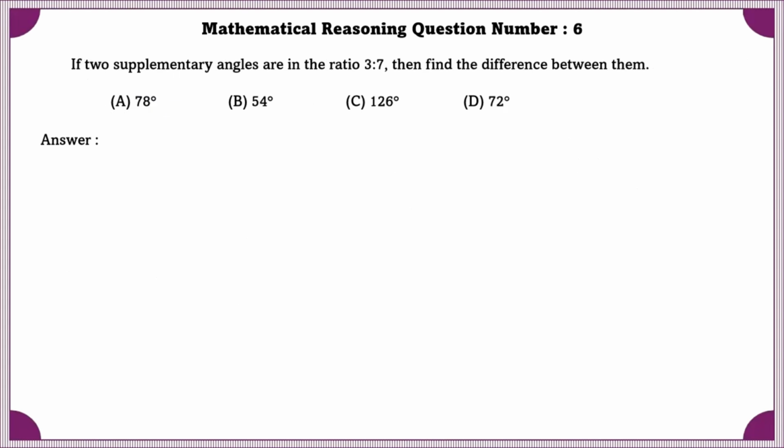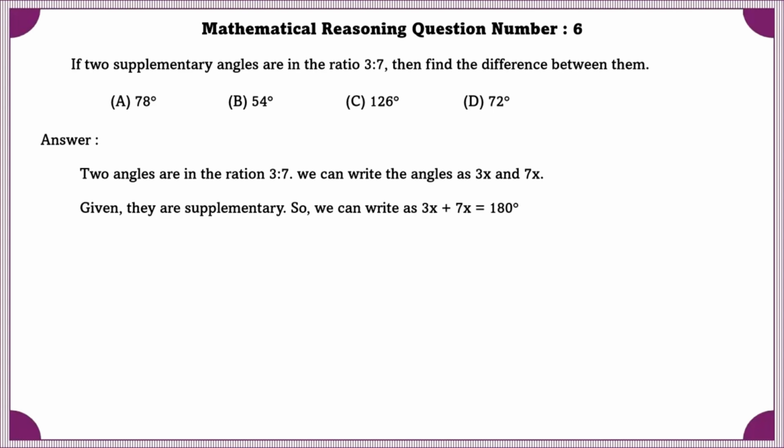Mathematical reasoning question number 6. If two supplementary angles are in the ratio 3:7, then find the difference between them. Two angles are in the ratio 3:7. We can write the angles as 3x and 7x. Since they are supplementary, their sum is 180 degrees. So we can write it as 3x plus 7x is equal to 180 degrees.